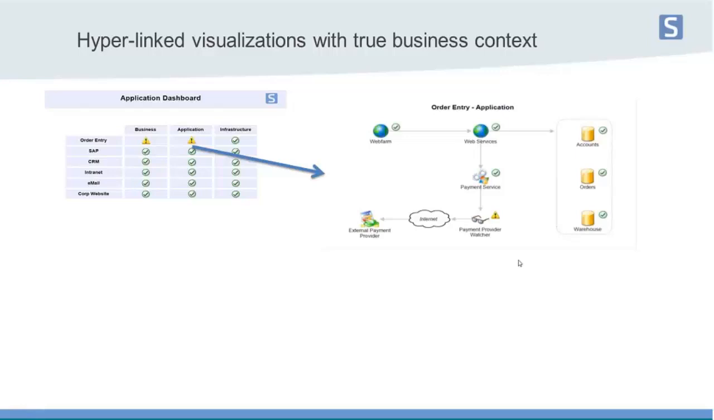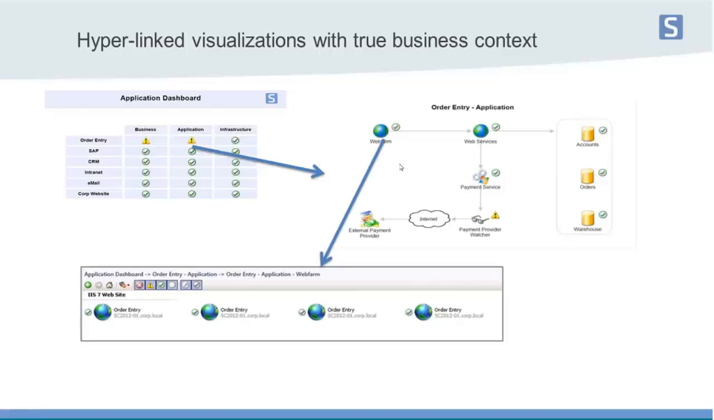So you can start the troubleshooting process from here and keep moving on. And from the order entry application, one click and you're right into the underlying component. So here we can open up our web farm and we can see the different web servers and websites that make up that web farm.